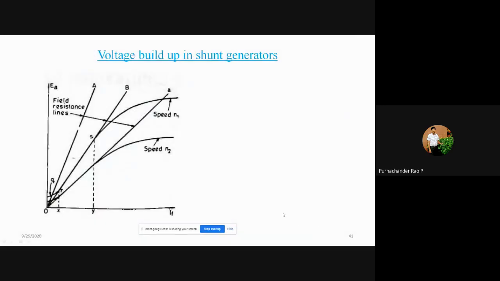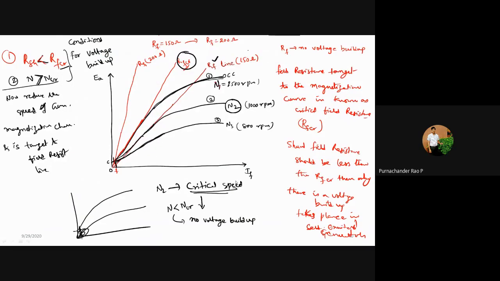So can you see this PPT? Yes, sir. Okay. So in the last class we discussed the critical voltage build-up in self-excited generators, and the critical speed and the critical field resistance. What is the critical field resistance?